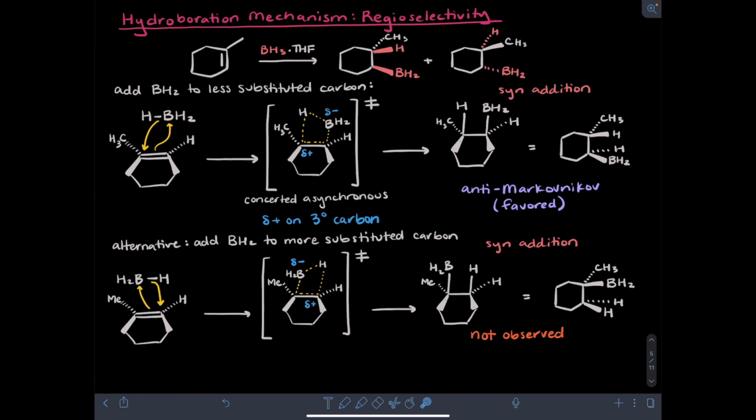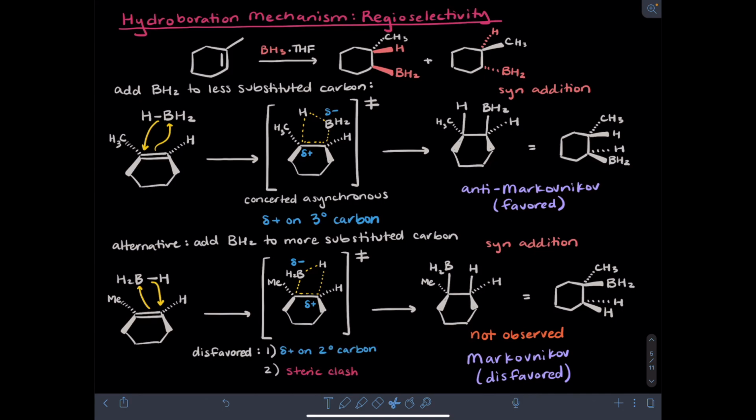So, if we add the hydrogen to the more substituted carbon of the alkene, we get partial positive charge on a tertiary carbon. What about the bottom case, where we're looking at adding hydrogen to the less substituted carbon and boron to the more substituted carbon? This would be the Markovnikov addition product, but it turns out it is disfavored.